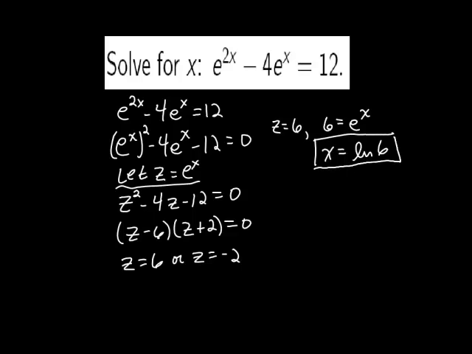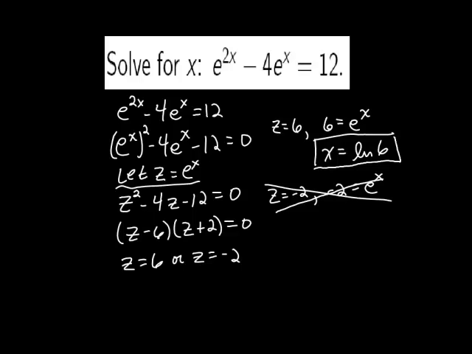And when z equals negative 2, we get negative 2 equals e to the x, which we know there's no power that I can raise e to get a negative 2. So this is not going to give me an answer, and I can cross that out. And so my only answer there is going to be x equals ln of 6.